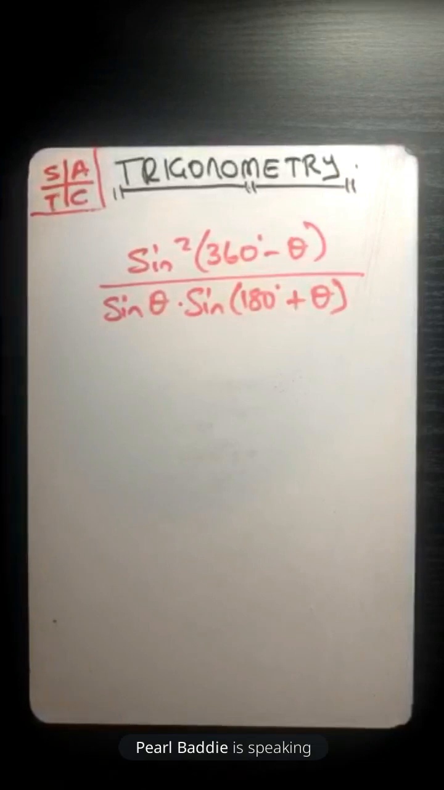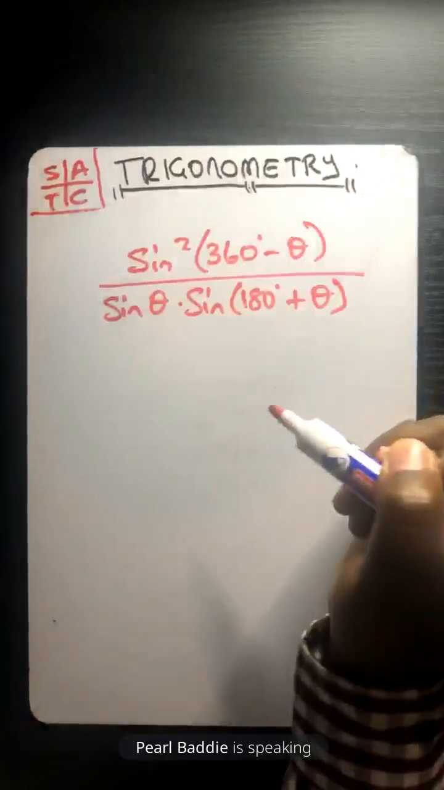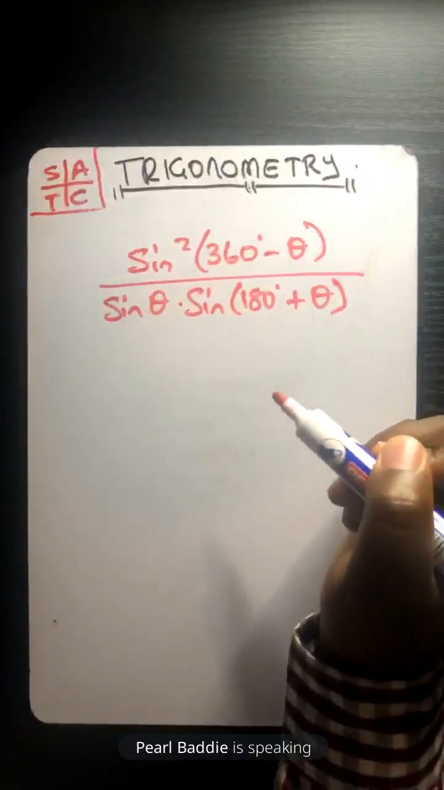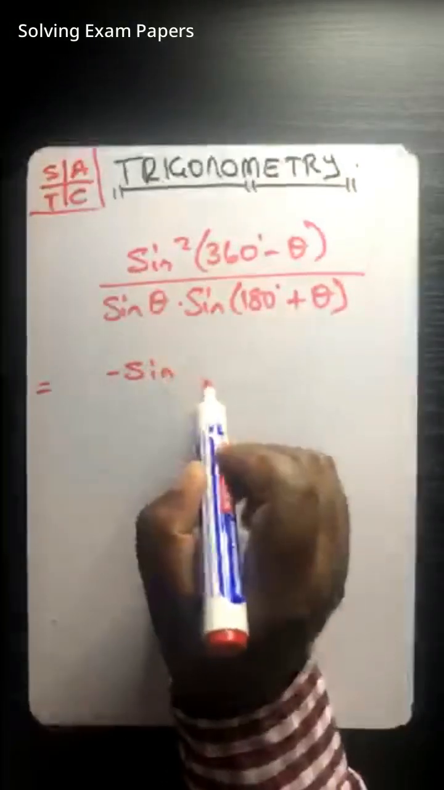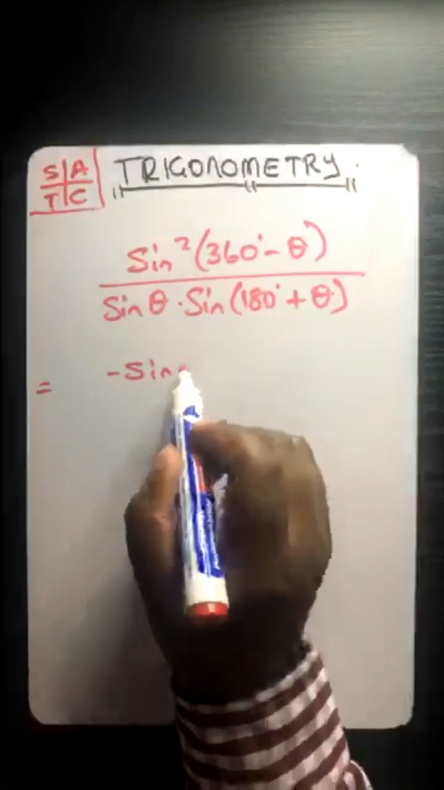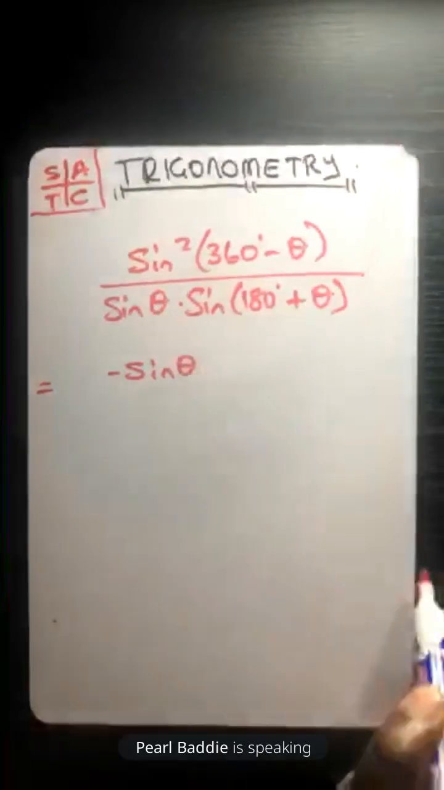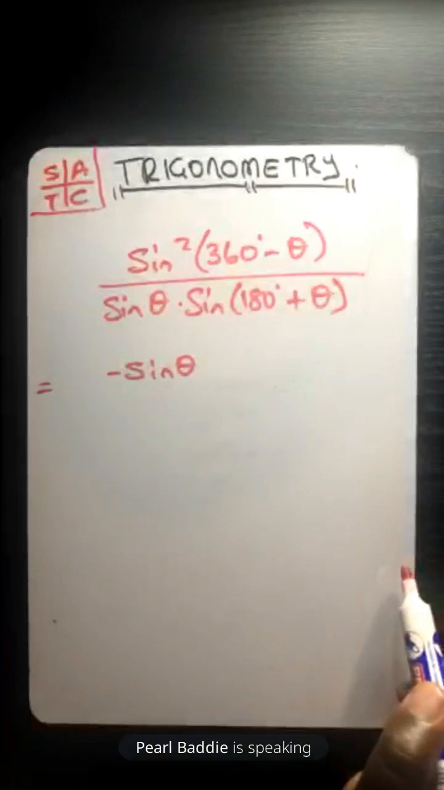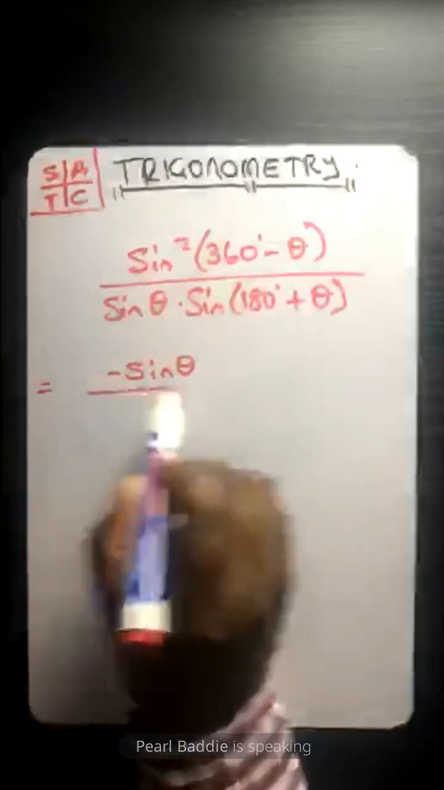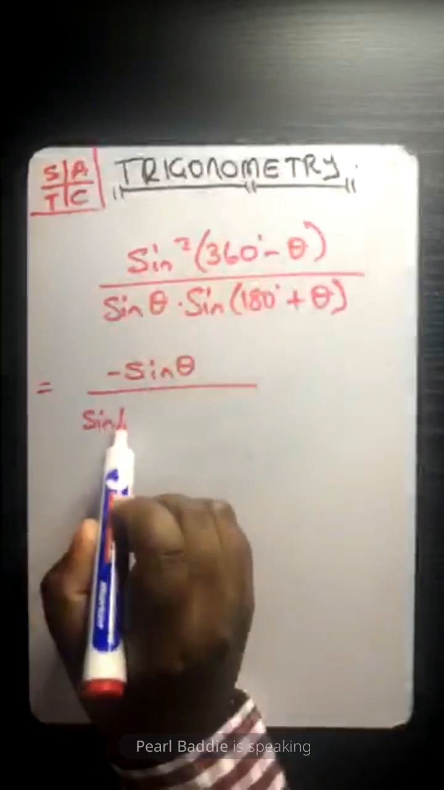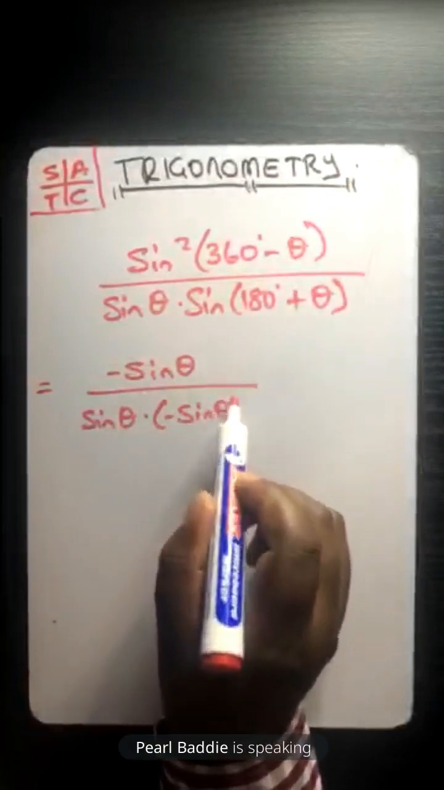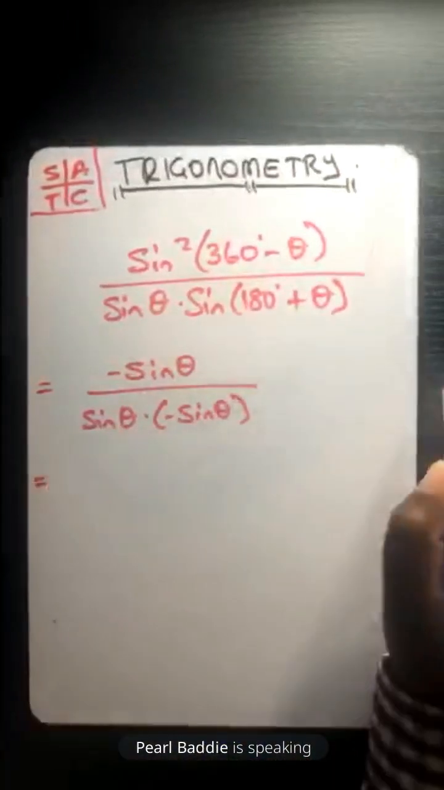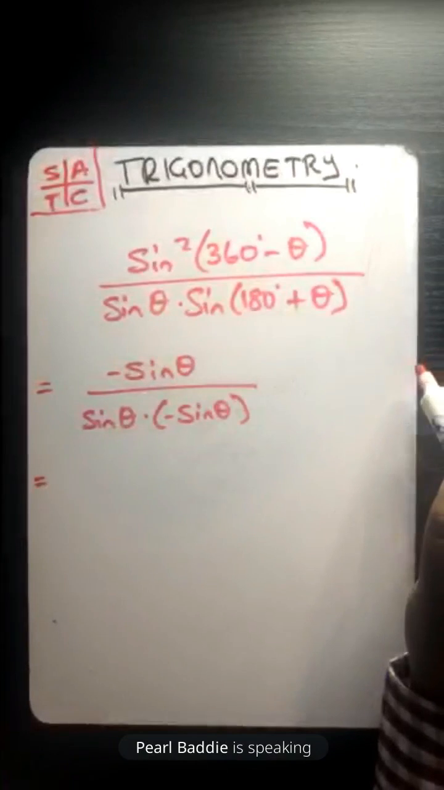Okay, so I think it's going to be negative sine squared theta, as sine lies in the fourth quadrant and it's negative there. And then over sine theta times negative sine theta, because it's negative in the third quadrant. Yeah, after that I'm lost.